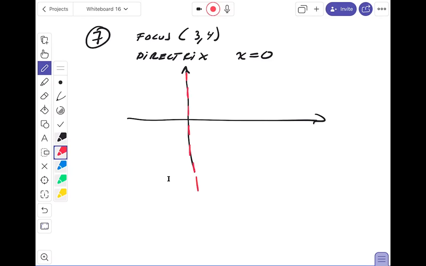And the focus is at (3, 4). All right, so (3, 4). Where's that going to be? Let's see. 1, 2, 3. And then I go 4. 1, 2, 3, 4.